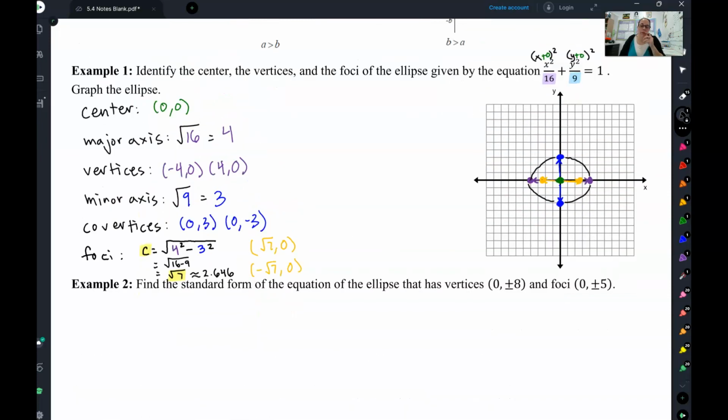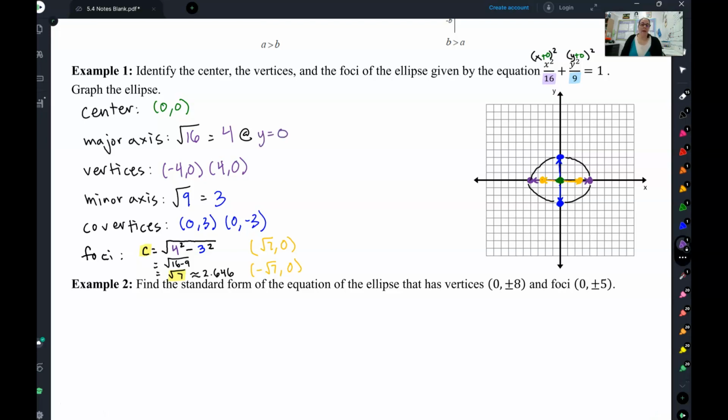Now, before we move on, there's one other thing you might be asked to identify on your test, and that is where the major axis and minor axis are. Now, we know the major axis is 4 long, but what is the line that the major axis lies on? So we notice here's our major axis. That lies on the line y equals 0. So we're going to say our major axis is 4 long on each side at y equals 0.